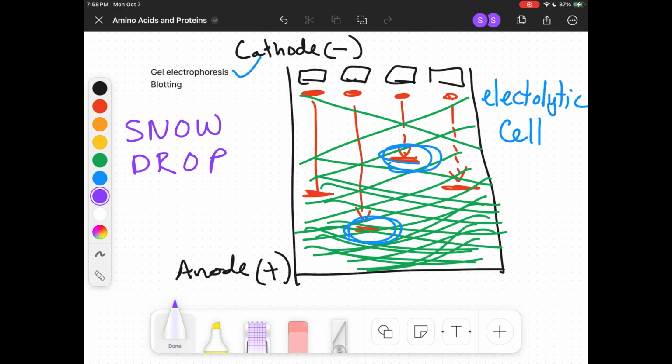Snowdrop. All you need to know for blotting is that southern is used for DNA. Northern is used for RNA. These O's are just placeholders. They mean nothing. And western blot is for protein. So that's all you need to know. If we're measuring DNA, we use a southern. If we're using RNA, we use a northern. If we're using protein, we use a western. That's it. Snowdrop.